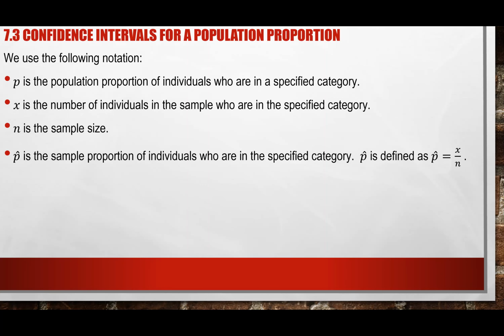Looking at this here, the first thing is the p, which will be your population proportion, and that is what we want to guesstimate. We don't know the population proportion, so we have to use a sample to guesstimate that proportion. That's what we try to do. Our goal is to guesstimate where p will be between.